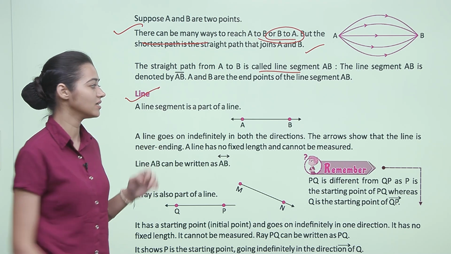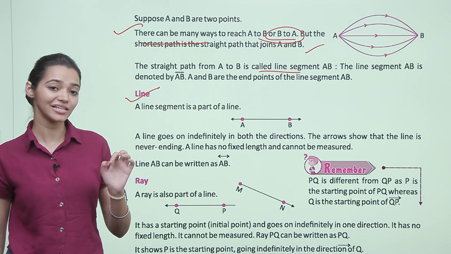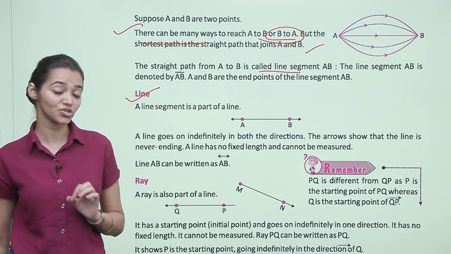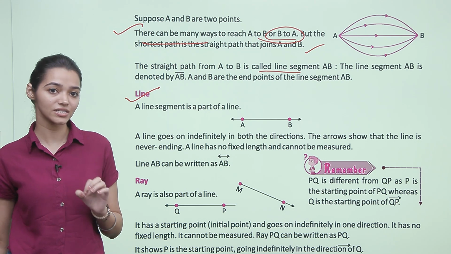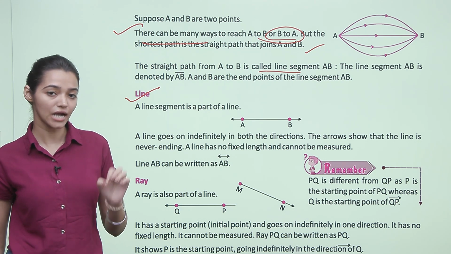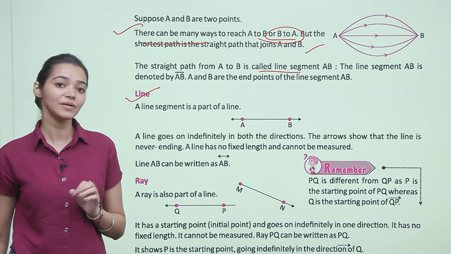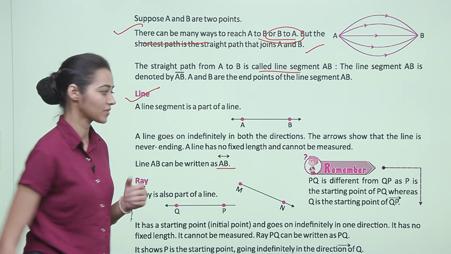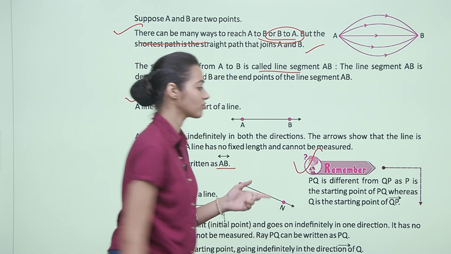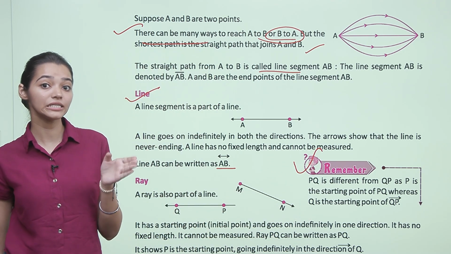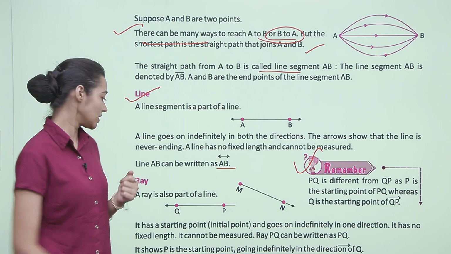Now next is line. A line segment is a part of a line. A line goes on indefinitely in both directions. The arrow shows that the line is never ending. A line has no fixed length and cannot be measured. Line AB can be written like this. Always remember, PQ is different from QP, as in PQ, P is the starting point and in QP, Q is the starting point.